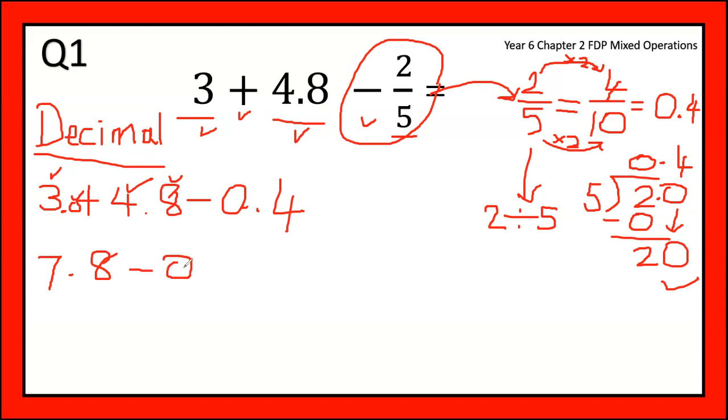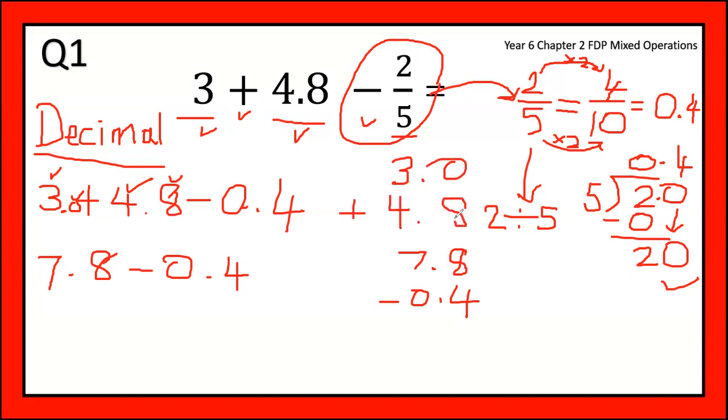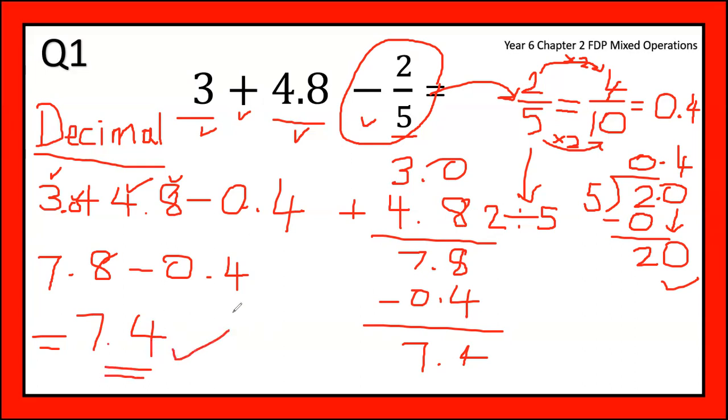And minus 0.4. Now, if you're not sure about doing this, then please go ahead and use the standard written method. 7.8 minus 0.4. The earlier part would be 3.0 plus 4.8. And that would give you 7.8. Now 7.8 minus 0.4, that would give you 7.4. This is how you can solve this question using a decimal method.